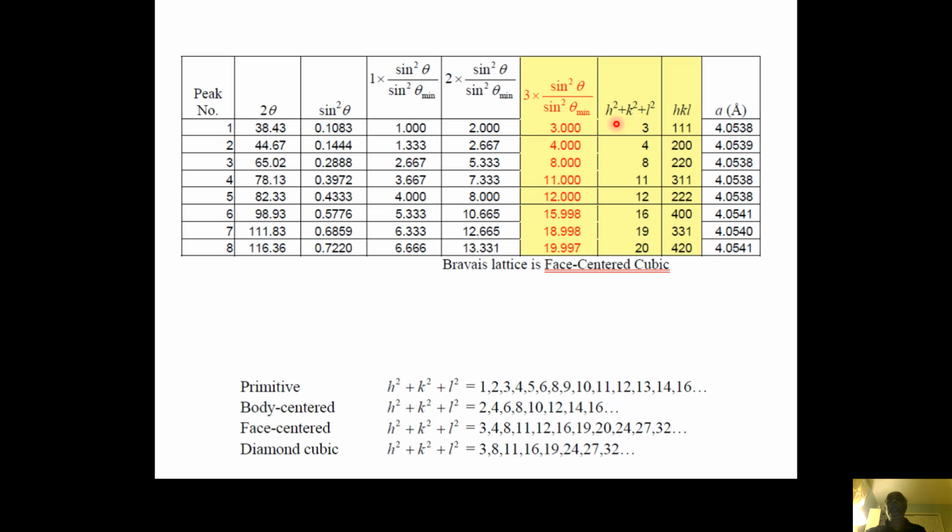Now I know HKL, then I can calculate d, right? d is a divided by the square root of h squared plus k squared plus l squared. If I know sine theta, then I can calculate a. So from each value, you get a very consistent value for a. That's how you do the indexing for an XRD pattern.